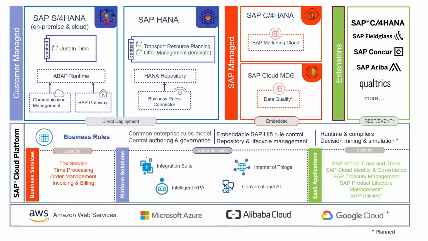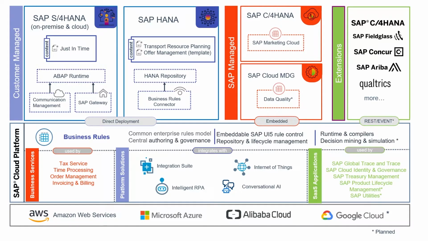Underlying all of this is the SAP multi-cloud strategy. So the business rules service is not running on SAP data centers, but depending on your choice, on Amazon Web Services, Microsoft Azure, Alibaba Cloud, and there are more hyperscalers to come. All right, that much for the context. I hope with this information you know enough about the context to decide where the SAP Cloud Platform business rules are fitting in.